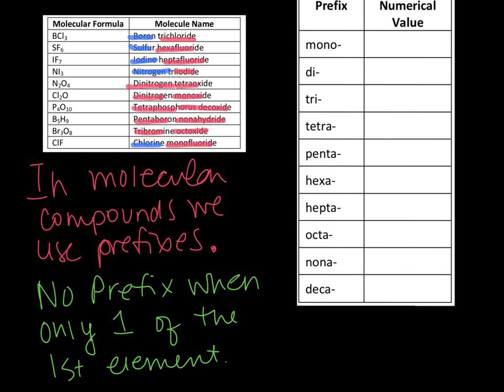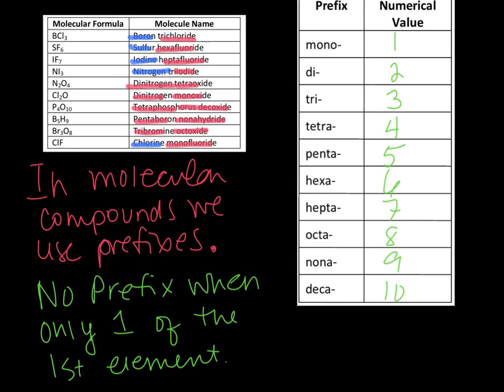we find that mono means 1, and di means 2, tri is 3, tetra is 4, 5 for penta, 6 for hexa, 7 for hepta, 8 for octa, 9 for nona, and 10 for deca. And so most of these you should be pretty familiar with. If you're not, you need to make sure that you memorize those prefixes.